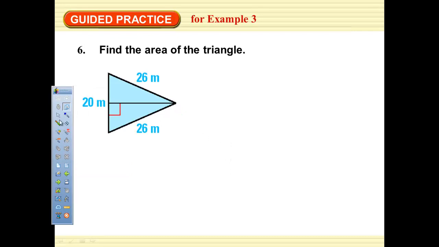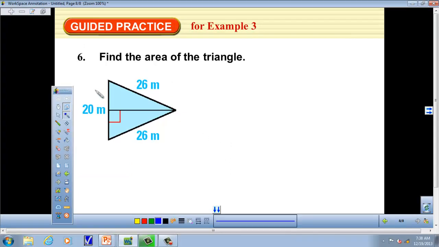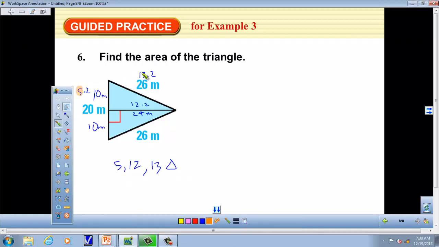Here's one more of them. Remember again, we've got 10 meters here and 10 meters here. Hopefully you recognize this is 13 times 2 and this is 5 times 2, so this should be 12 times 2, or 24 meters. And that's because it's a 5, 12, 13 triangle. We can go over that more in class if you're not getting it. But we'll do it the old-fashioned way as well.